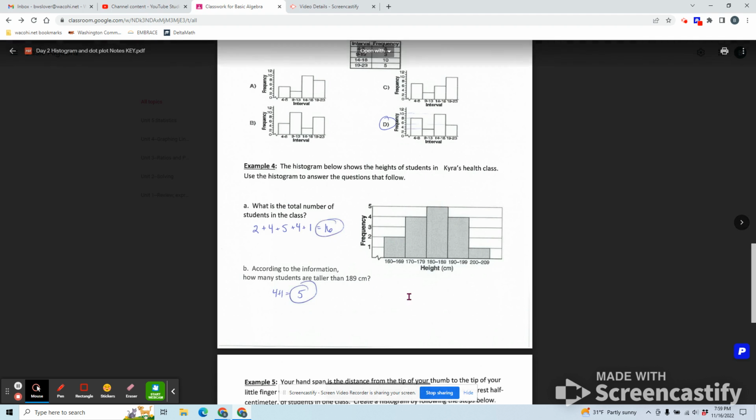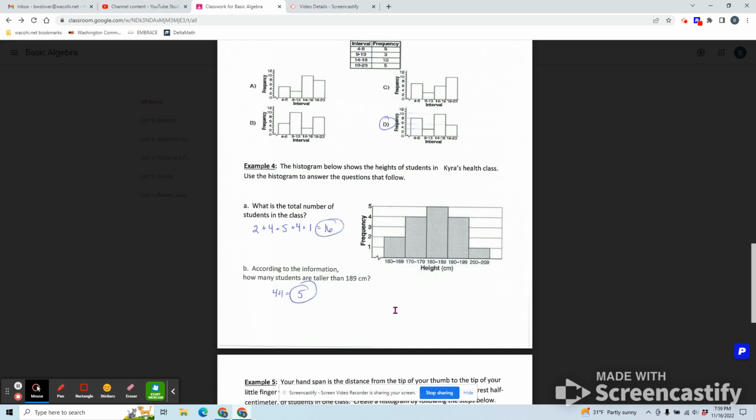And it says, according to the information, how many students are taller than 189 centimeters? So 189, now it says taller. So that would be this column, which is 4, and then this one is 1. So 4 plus 1 would be 5. So it'd have 5 students that are taller than 189 centimeters.